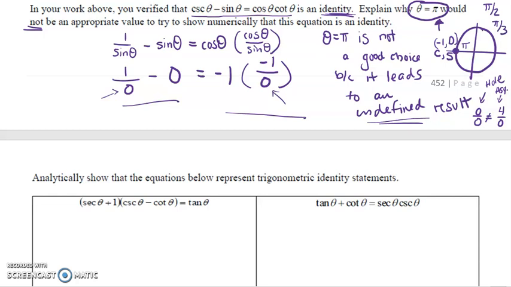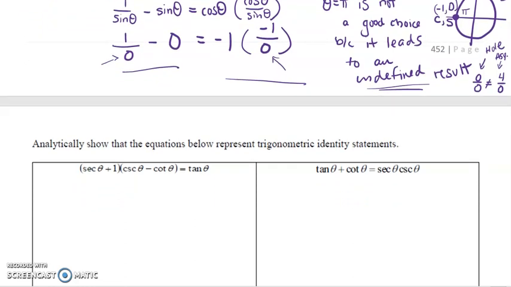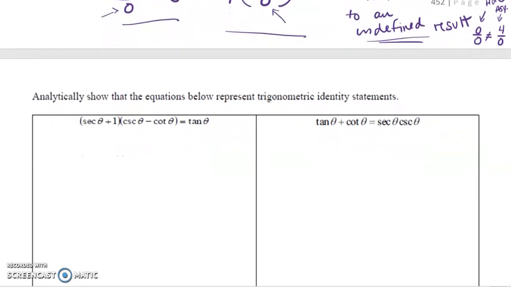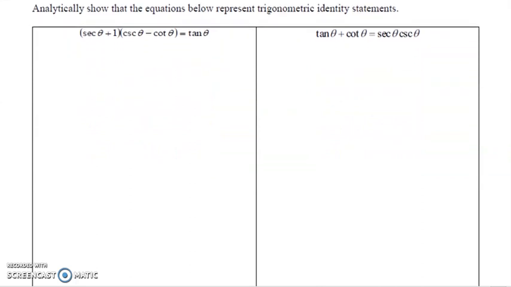All right, I just wanted to touch base with that to show you a numeric way to verify your work, but be careful about it in the process. All right, let's try a few more. We're going to take a look at what you think is the more complicated side. When I look at this first one, I definitely think the left is more complicated, so I'm going to work on that side and show that I can get tangent on the right. So secant is 1 over cosine.